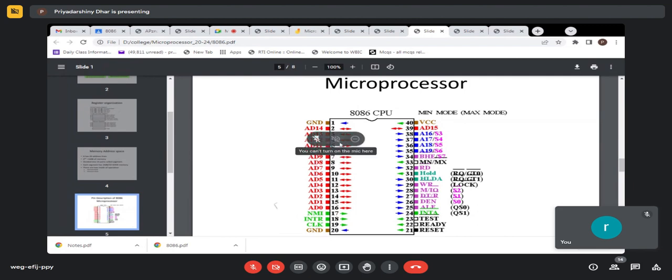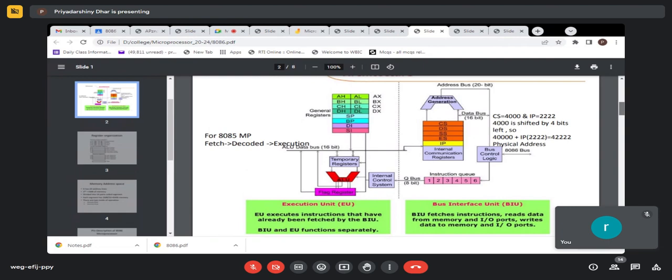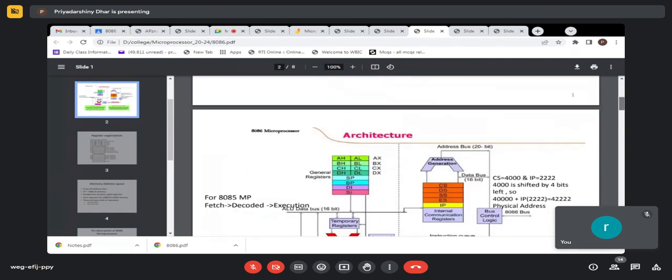Okay, so next class on Thursday I will explain the pin diagram and flag register. Then our 8086 microprocessor module, that is our sixth module, will be complete. Then next week I will start 8254. Then microcontroller.